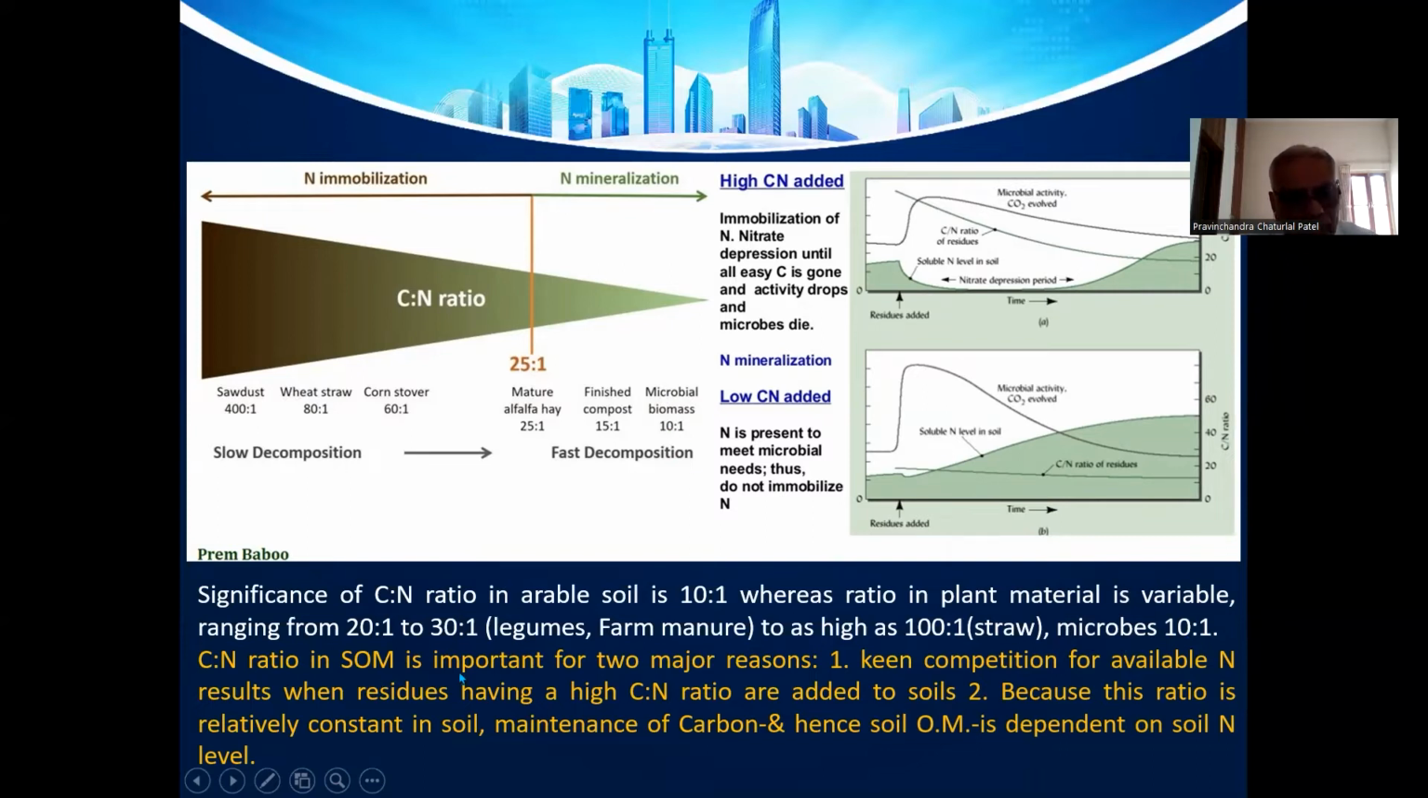The CN ratio in soil organic matter is important for two major reasons. One reason is competition for available nitrogen, which results when residue having a high CN ratio is added to soil. The second one is that, because this ratio is relatively constant in soil, maintenance of carbon and hence soil organic matter is dependent on the soil nitrogen level.